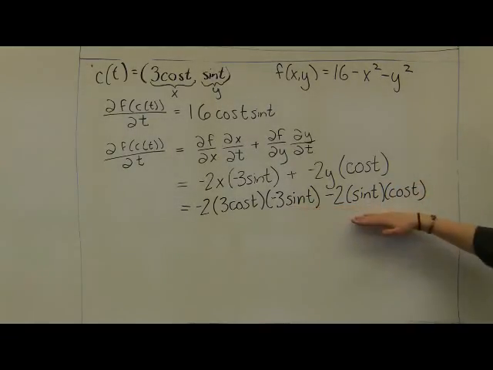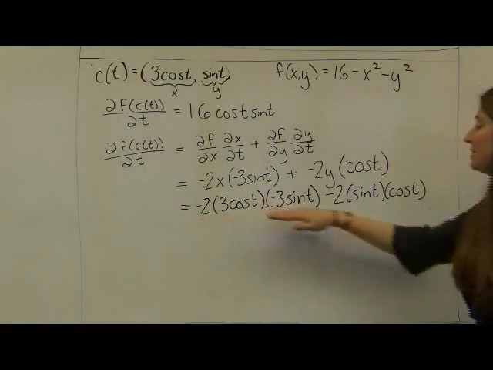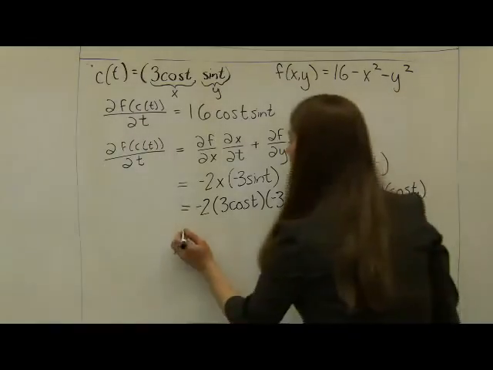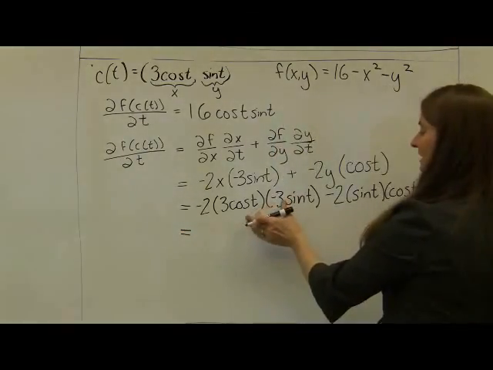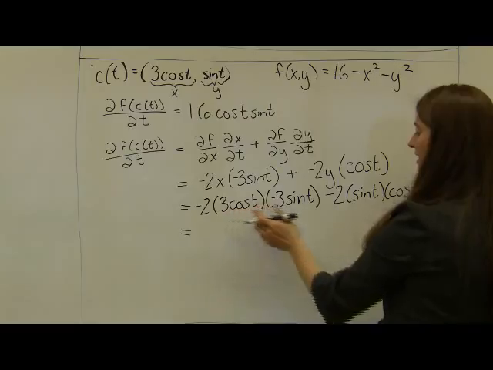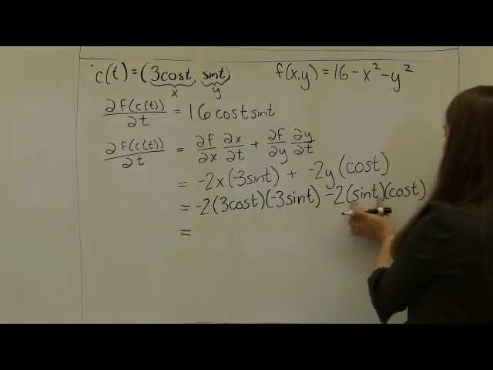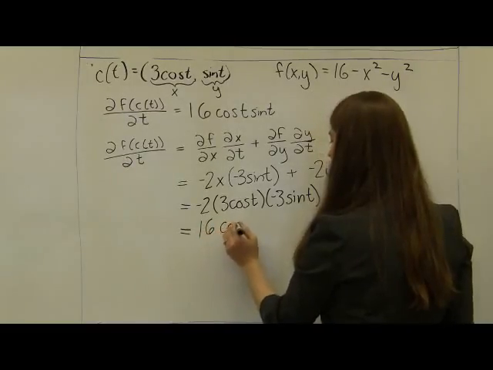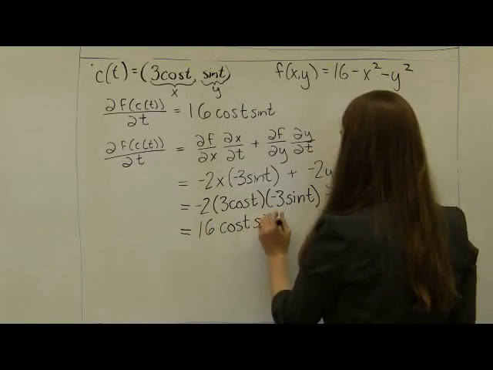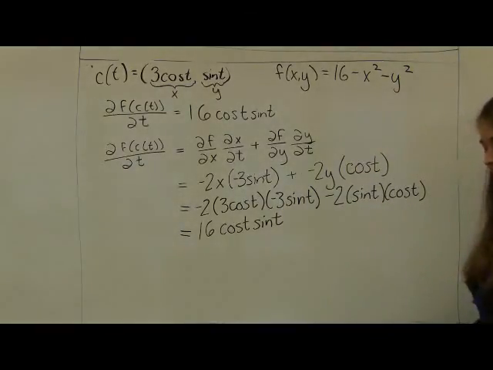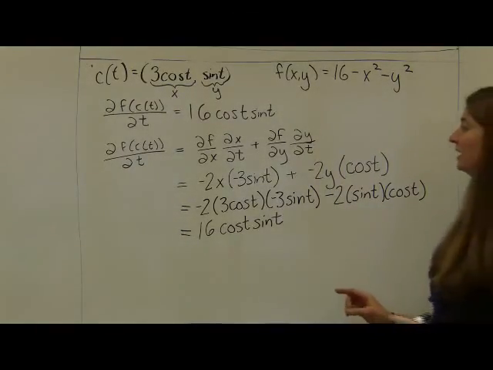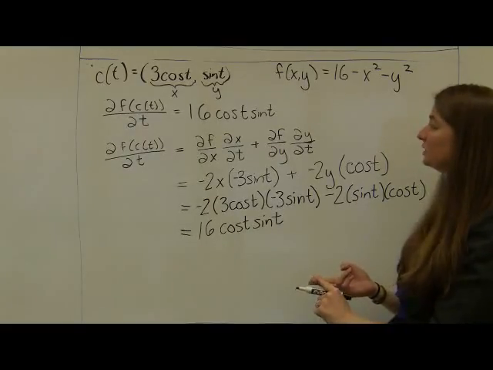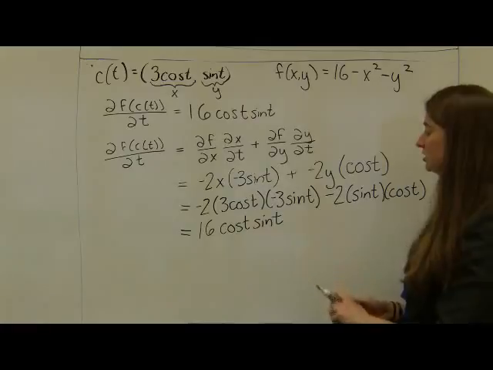Does this look familiar? It should look familiar because this is exactly the same operations that we did when we did the substitution directly. And what do we get? Notice that we get exactly the same thing. This is 18 cosine t sine t minus 2 cosine t sine t, which ends up being 16 cosine t sine t, which is exactly what we wanted. So we have seen multivariable chain rule. We computed the derivative directly with the composition function, and then we computed it using chain rule.